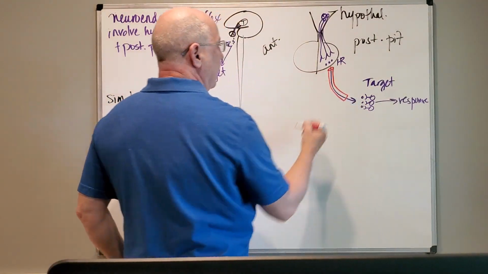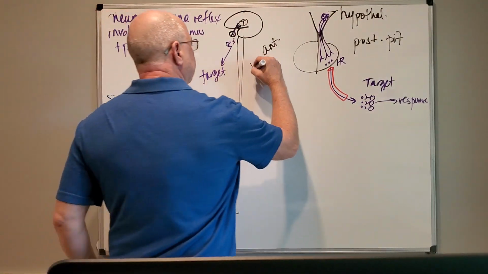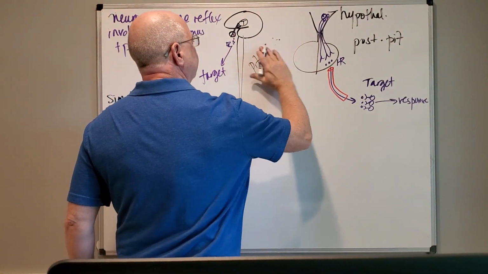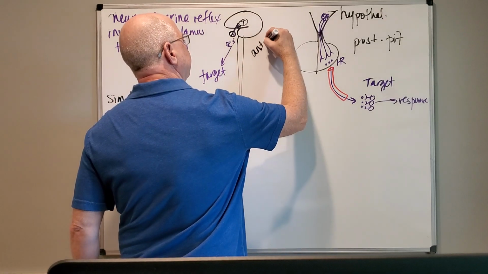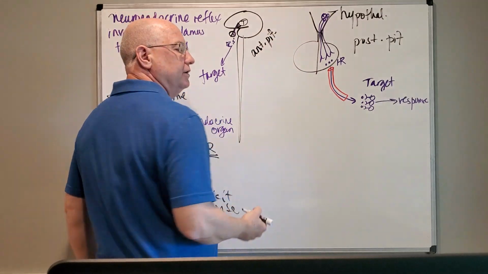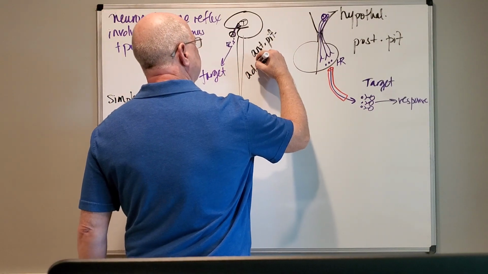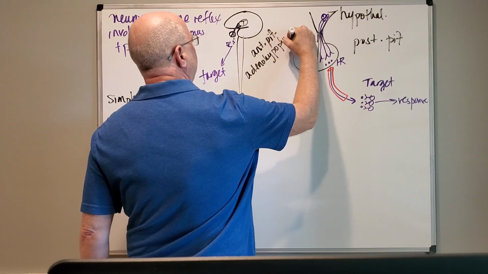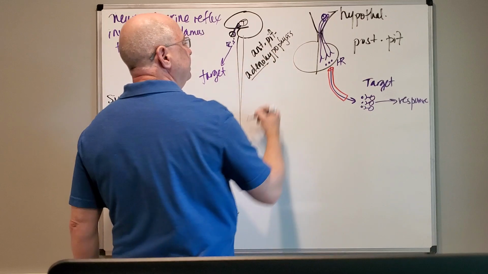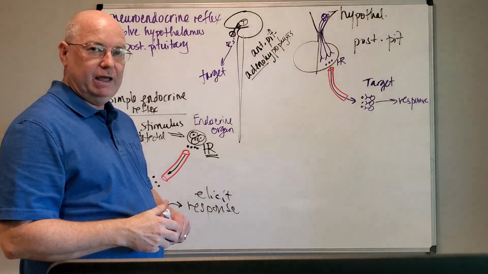Now, the way the anterior pituitary works is, here, let me redo this. It's getting a little messy. Sorry, I didn't plan this one out. I've given this lecture 1,000 times and I never plan it.